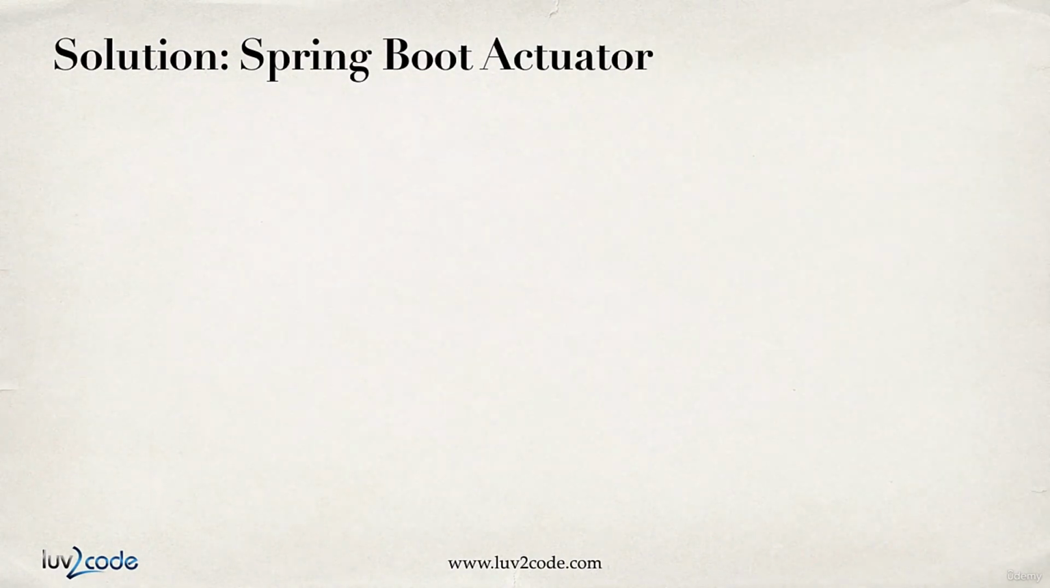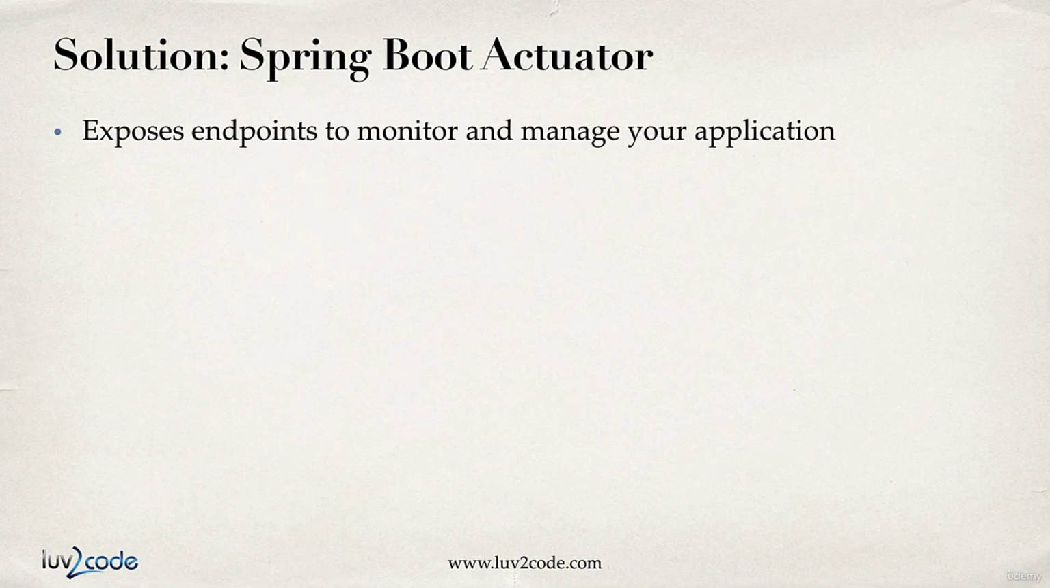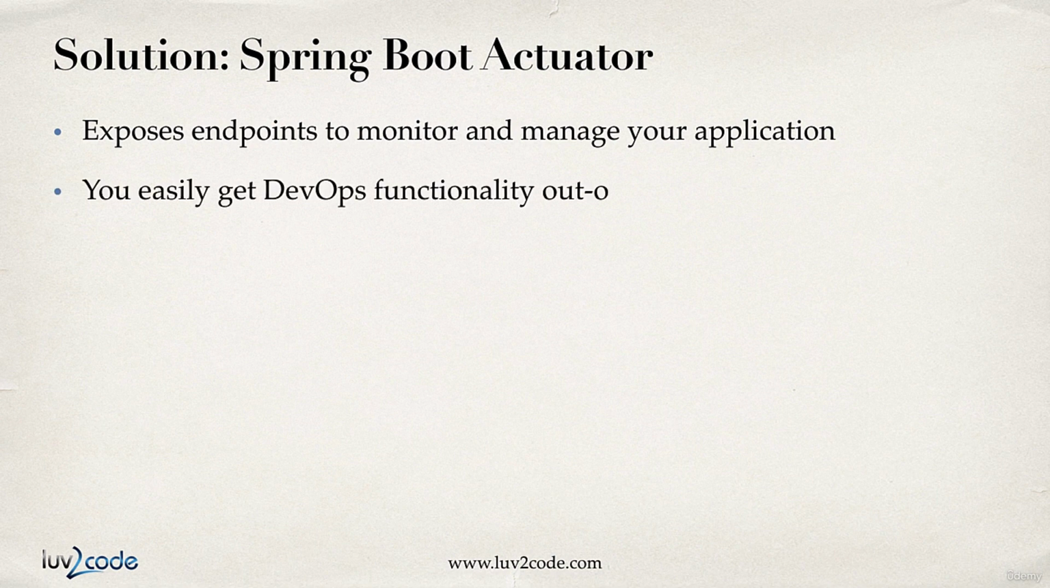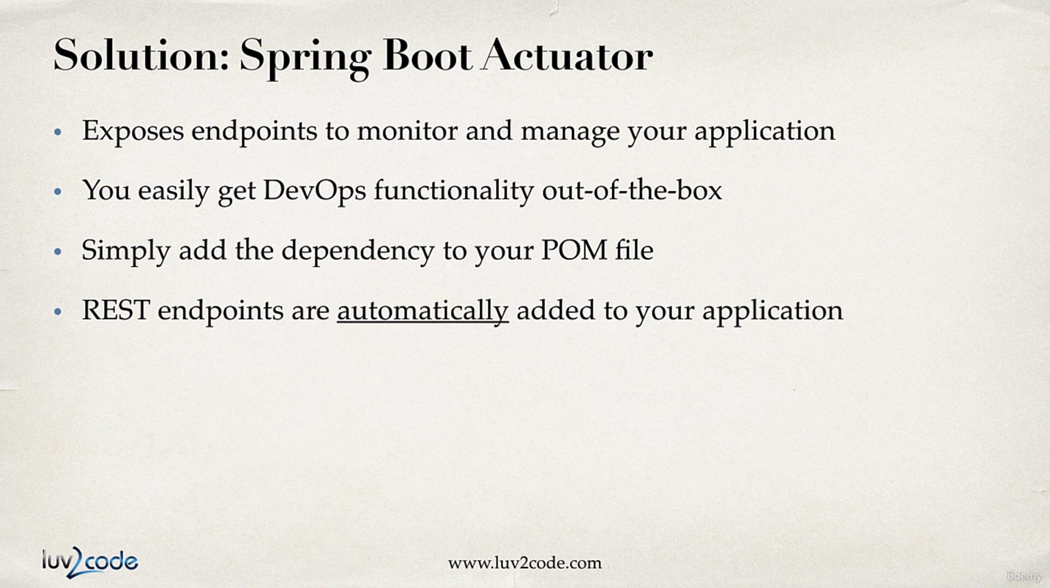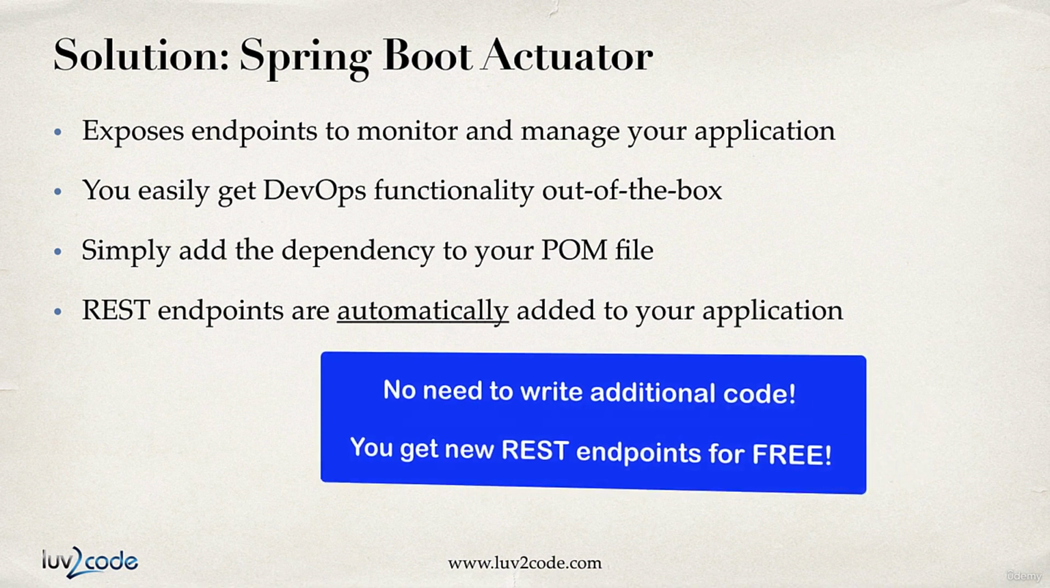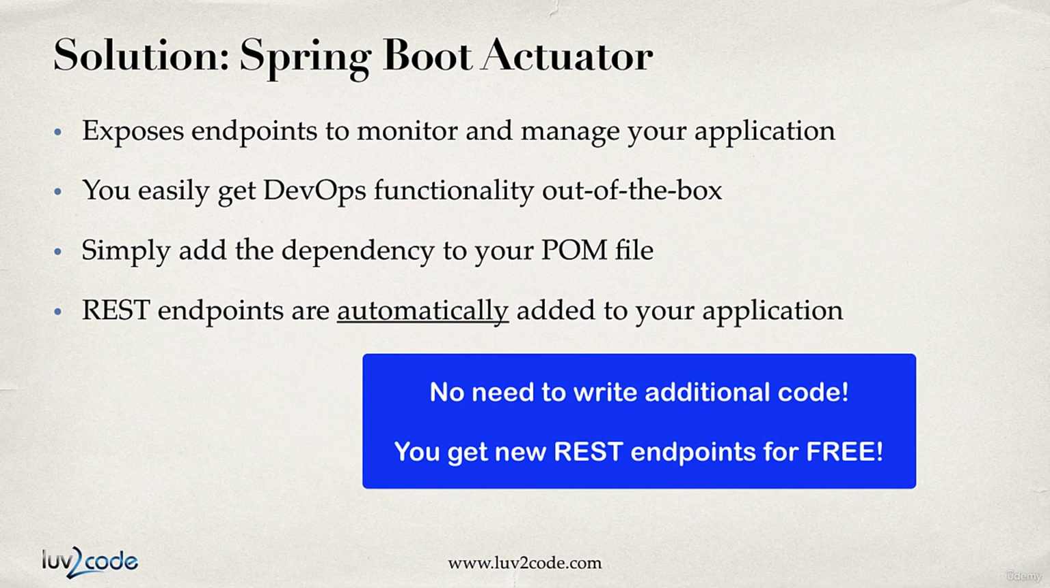Well, one solution here is by making use of the Spring Boot Actuator. So the Spring Boot Actuator actually exposes endpoints for you to monitor and manage your application. So you easily get the DevOps functionality out of the box. You simply add the dependency to your Maven POM file, and then these REST endpoints are automatically added to your application. So the nice thing about it is that there's no need to write additional code. You get these new REST endpoints for free. And I like free stuff, so this is pretty cool.